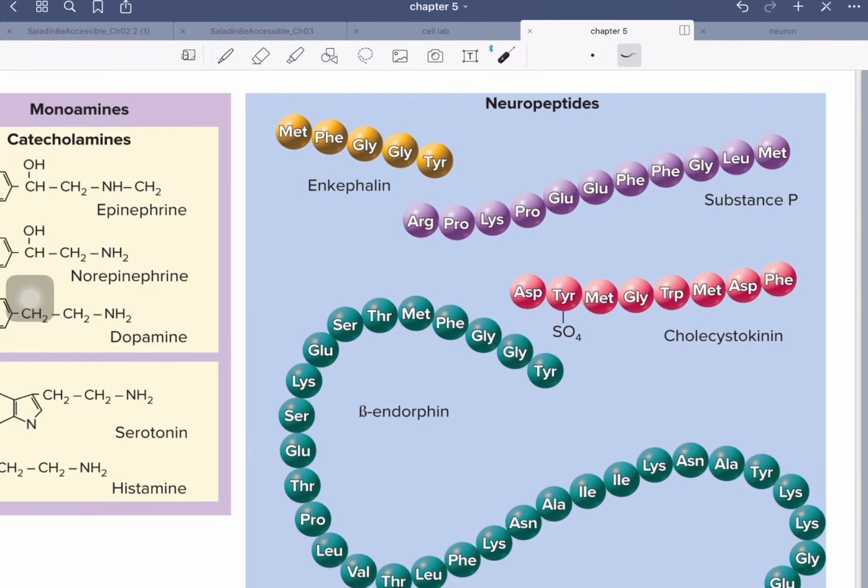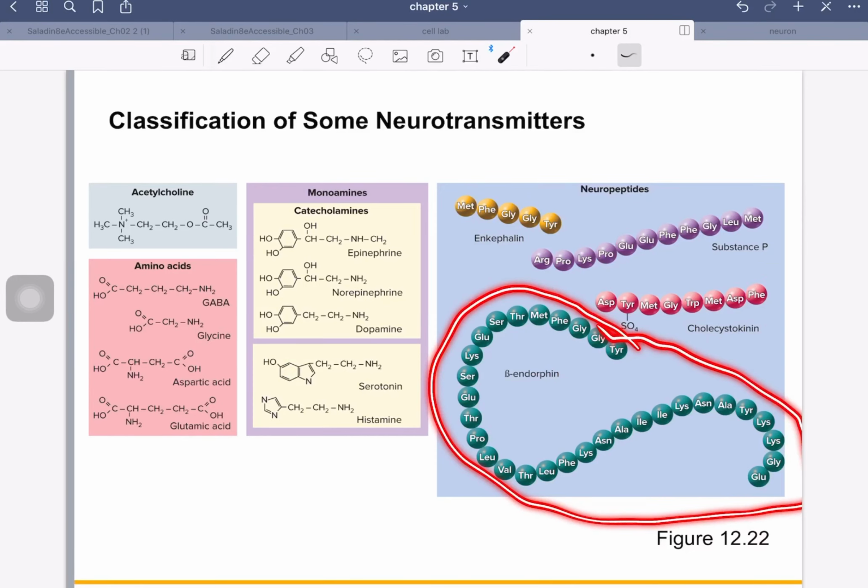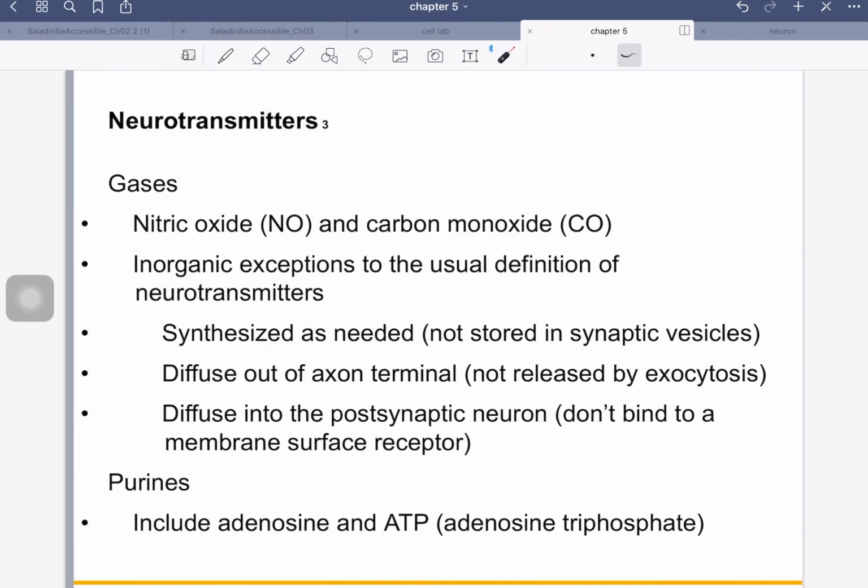And here we can see some examples of the neuropeptides. And you can see they're just strings of amino acids together. And some examples would be things like enkephalin, substance P, cholecystokinin, and beta endorphin are some examples of those groups.